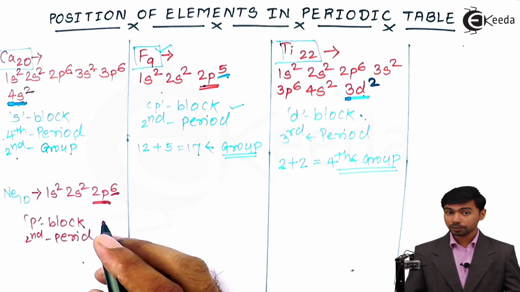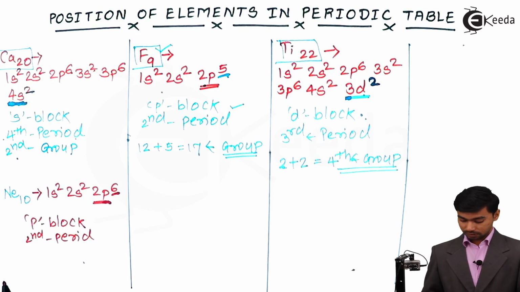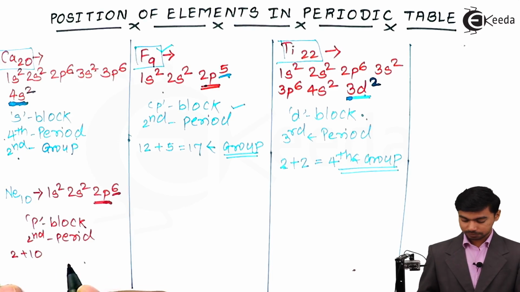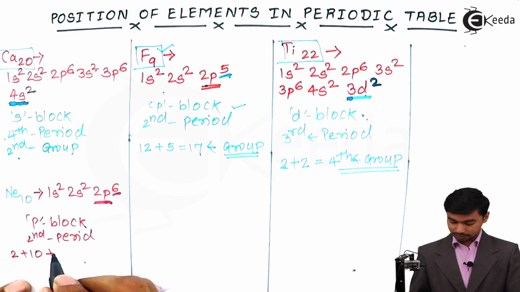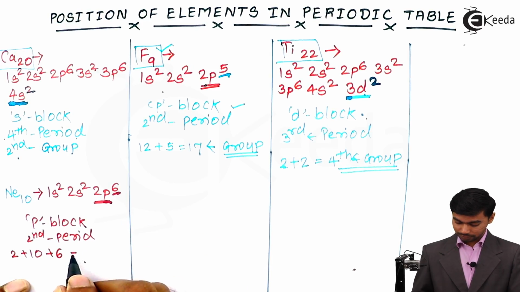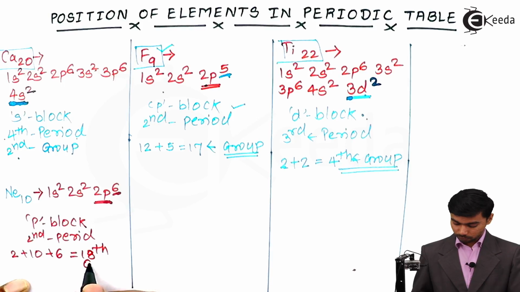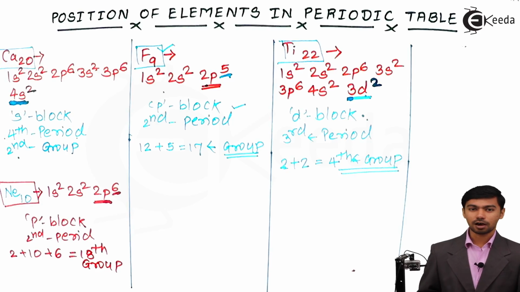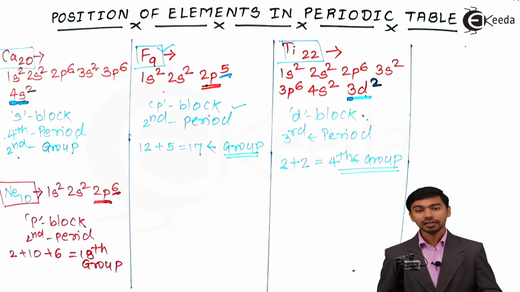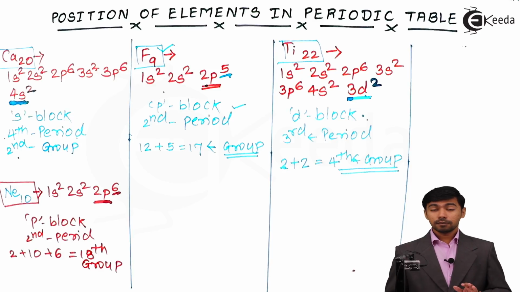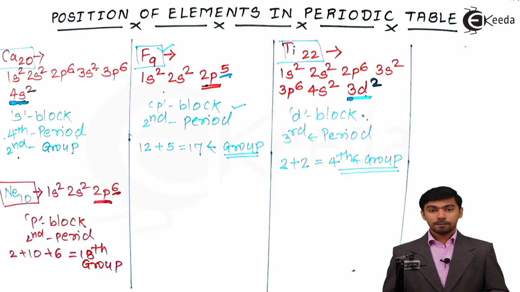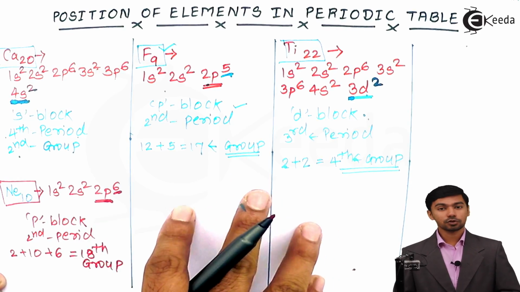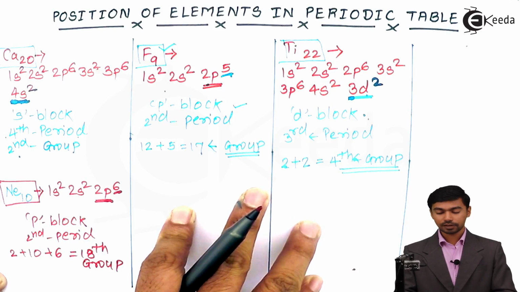But before the p block, how many groups are there? There are two blocks, in which the s block contains 2 groups, then the d block contains 10 groups. 2 plus 10, 12, and this is the 6th group of the p block. So in totality, neon belongs to group 18 of the periodic table. So this is how we can exactly know the position of any element in this world by just knowing its electronic configuration. So this is the position of elements. Thank you.